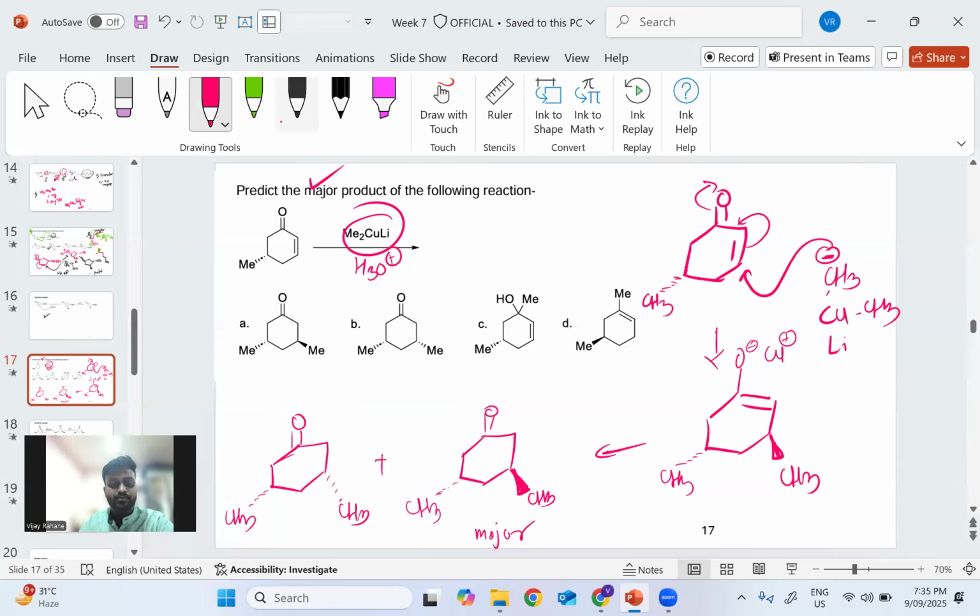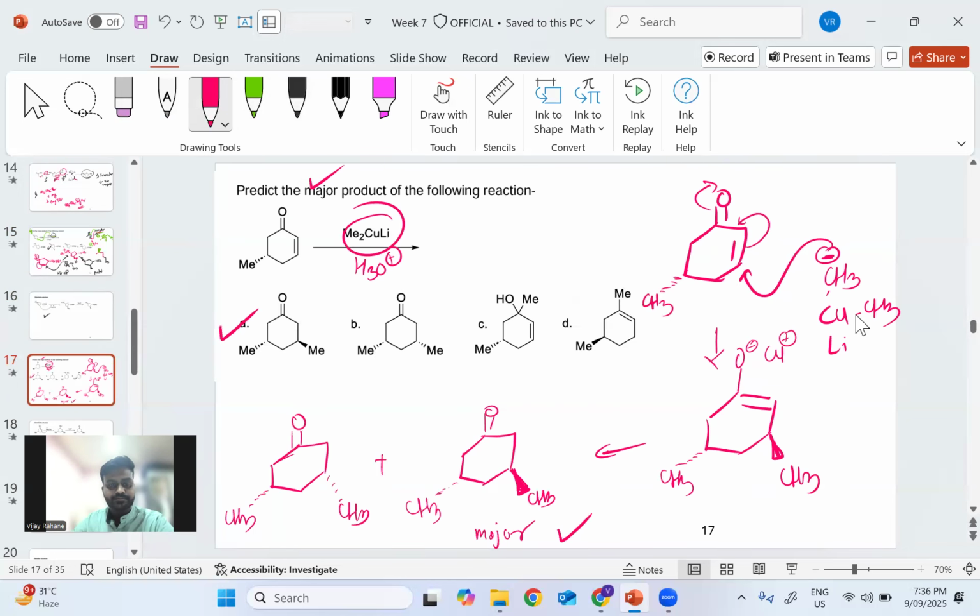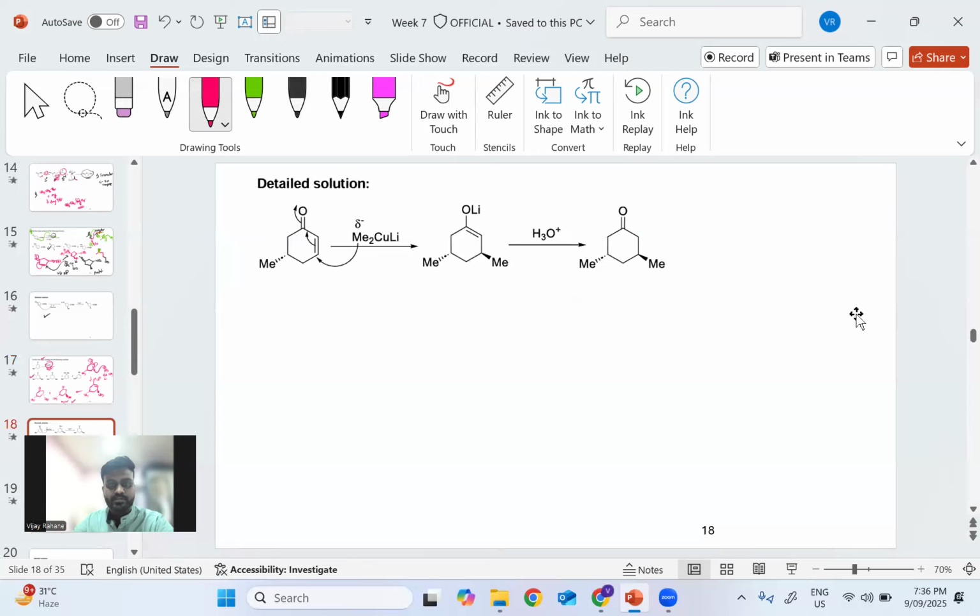So this will be the minor product. So the major product is this. So you can write down here. So which is the major product? Option A, right? So option A is the correct option here. This is the same question as shown earlier. There is no such difference. So you can refer to this reaction mechanism and note this down.